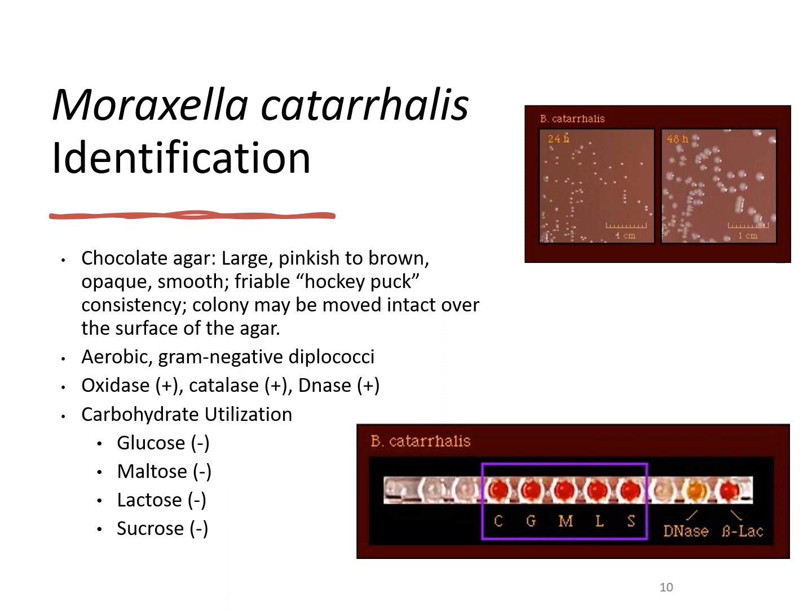So that is one of the characteristic things: if a tech is working this up and it looks suspicious for Moraxella, then they would see if they could push that colony across the plate. These organisms are aerobic. They are gram-negative diplococci, oxidase positive, catalase positive, and DNase positive. And these organisms do not utilize any of the carbohydrates, so they would be negative for glucose, maltose, lactose, and sucrose.